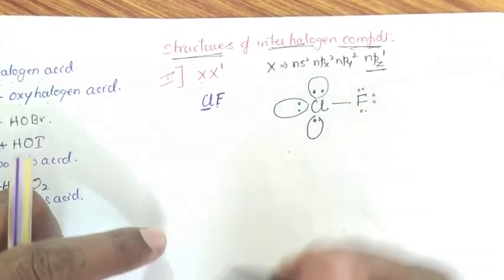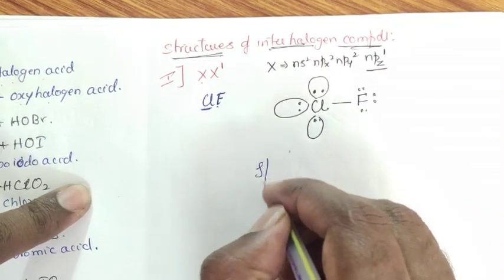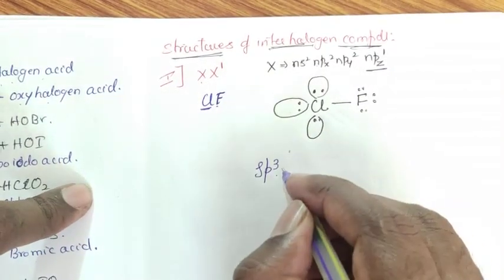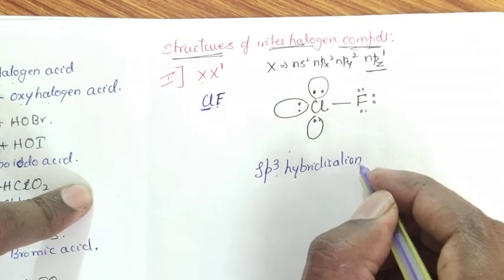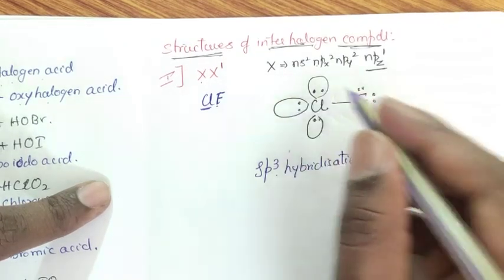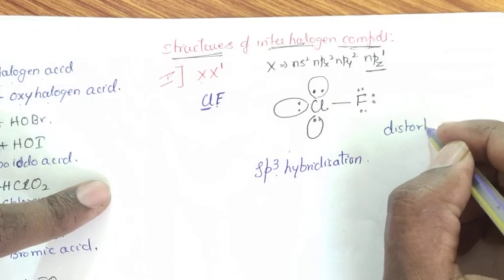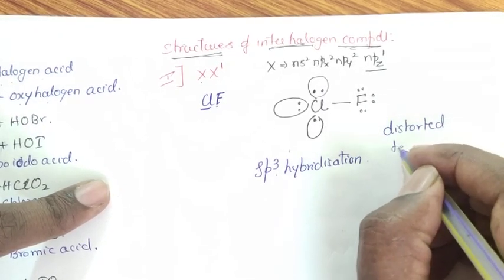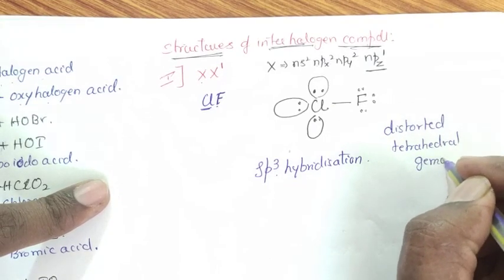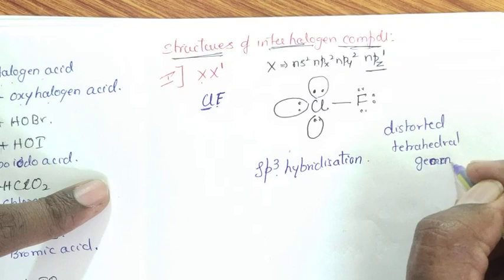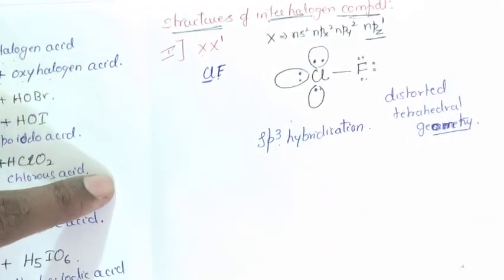Therefore, what is the type of hybridization it may undergo? It should undergo sp3 hybridization. And we know that if any molecule undergoes sp3 hybridization, it should possess tetrahedral shape. But due to the presence of lone pair electrons, it possesses distorted tetrahedral geometry. Distorted tetrahedral geometry or structure it has got.